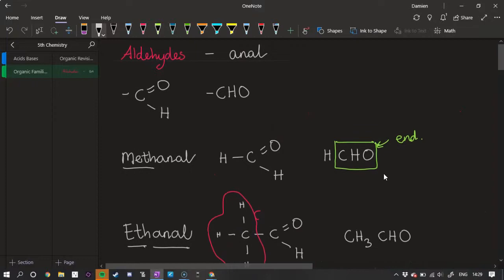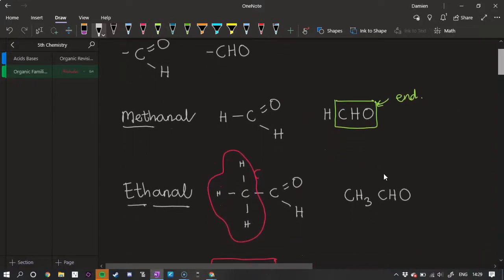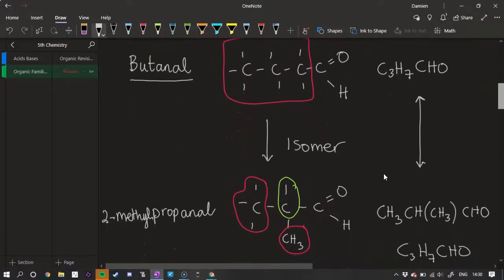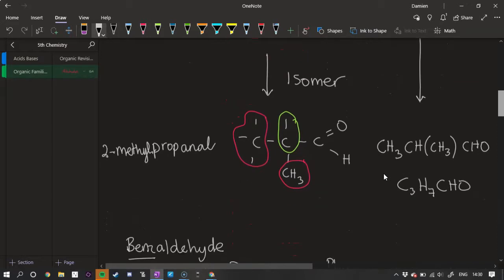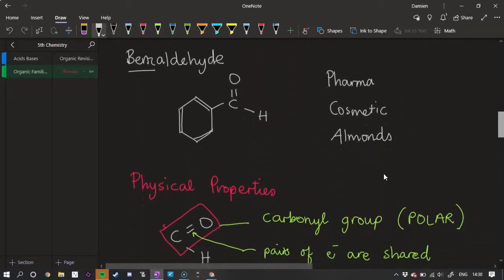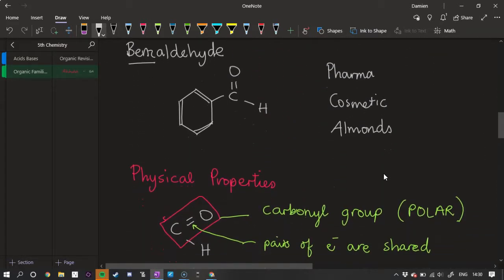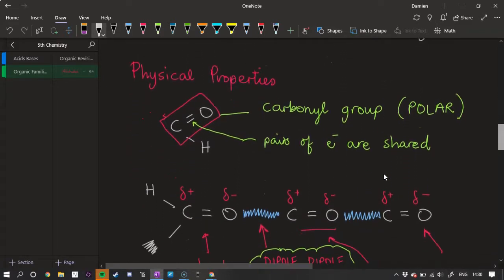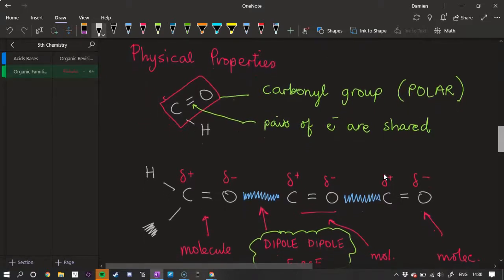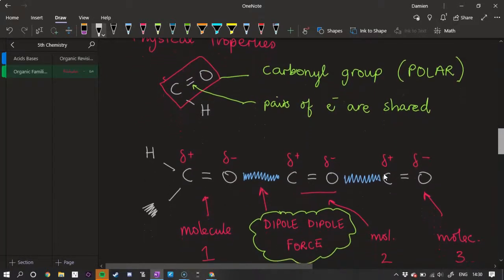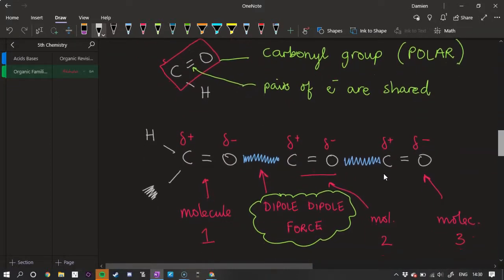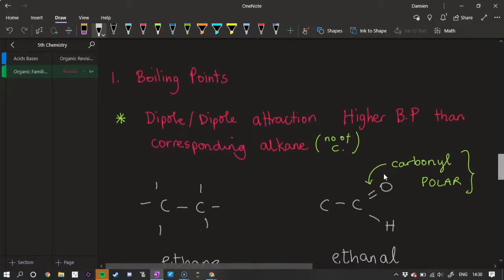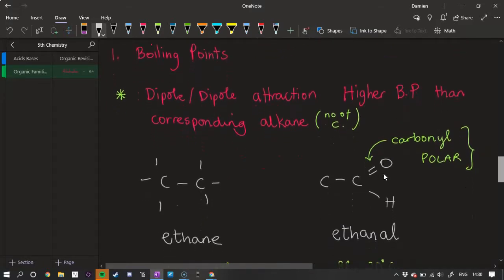So if we have a look at it very quickly, you had your functional group, you have your names, methanal, ethanal, propanal, butanal. You had the isomer of butanal, which was 2-methylpropanal. You have benzaldehyde, which is an example, and then 3 uses, or 3 places that it's found. Physical properties. So again, boiling point is the first one that we looked at. So we looked at the carbonyl groups. Now again, we won't be going through that in the next family, but at least you know what a carbonyl group is now. So we looked at the boiling points of aldehydes and why they have a high boiling point.